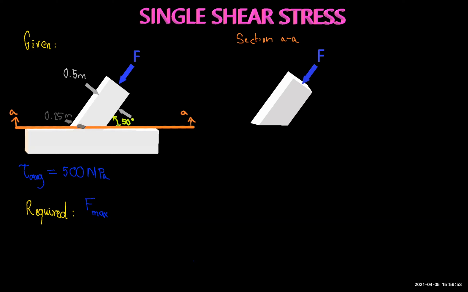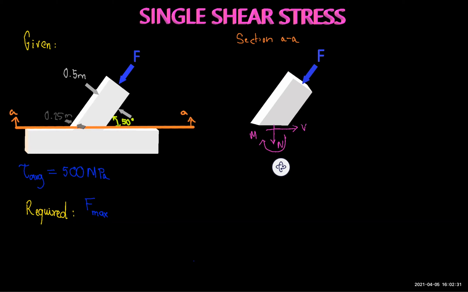Okay, now that we have made the cut and drawn this section AA, we're ready to start drawing the internal forces of the member. In this member, we have the shearing force, the normal force, and the bending moment. Although the normal force and the bending moment are non-zero values, we're not gonna focus on those values in this problem. We're only gonna focus on the value of the shearing force.